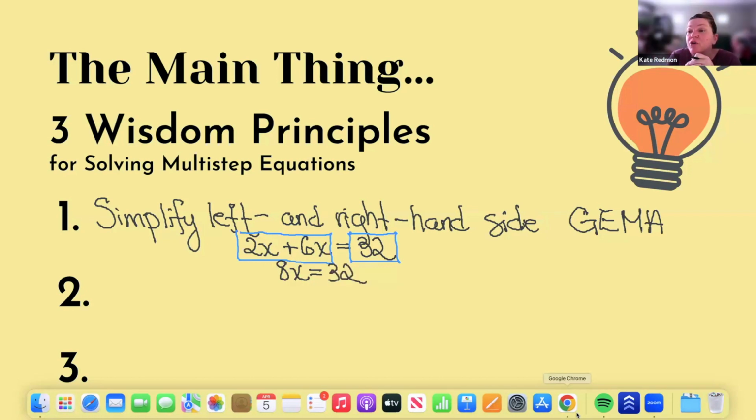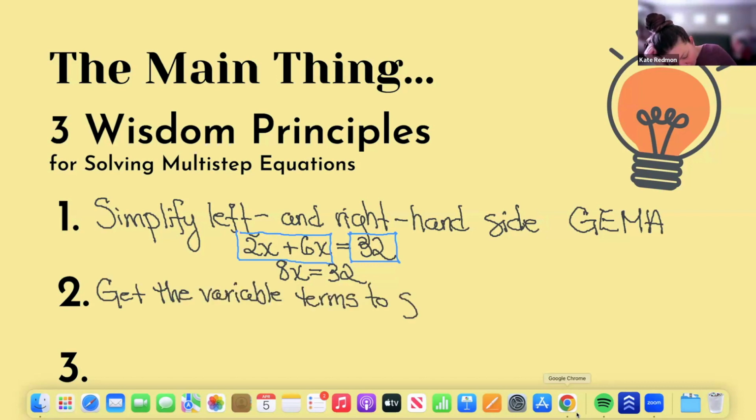The second wisdom principle is when we have variables on both sides, get the variable terms to the same side. I will remind you that terms are things adding or subtracting. And so this is always done through addition or subtraction.